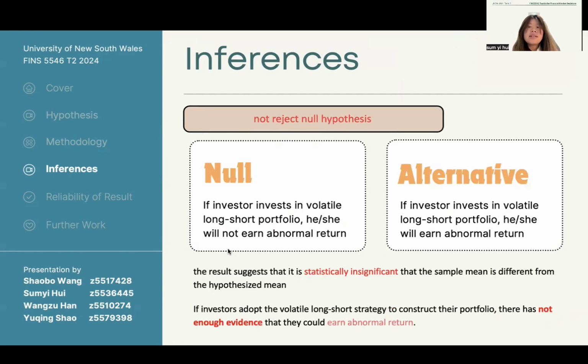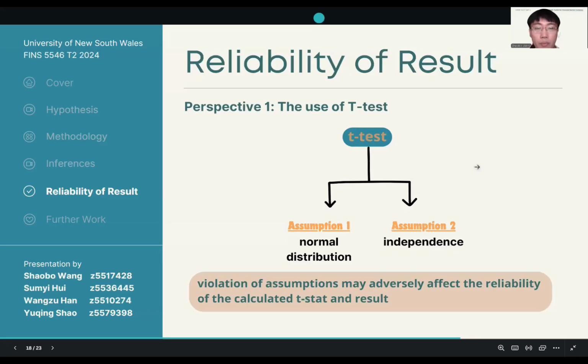From the t-test, the results suggest that it is statistically insignificant that the sample mean is different from the hypothesized mean. Recall the hypothesis that we have set in part 1. So if an investor adopts the volatile long-short portfolio, they may not have enough evidence that they could earn a normal return from investing in this portfolio.